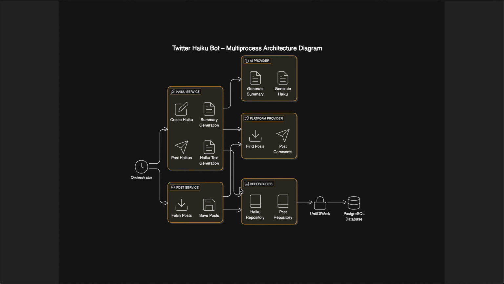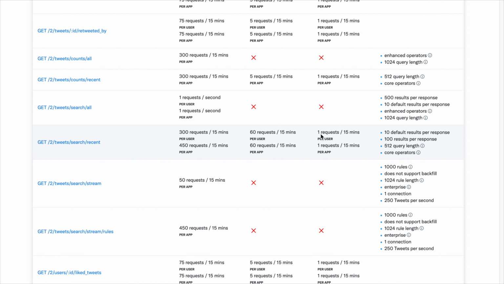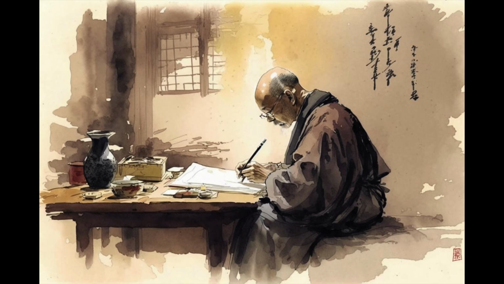In this video you'll see how to create a scalable multi-process application, how to use free API tools, what restrictions the Twitter API has, and the challenges I ran into while developing the bot. Our bot does three simple things: fetch a tweet, create a haiku, and reply with that haiku.